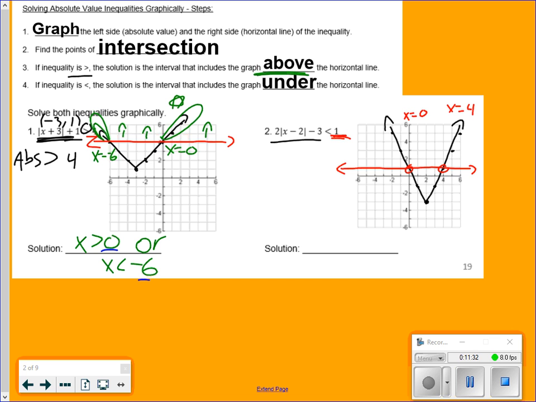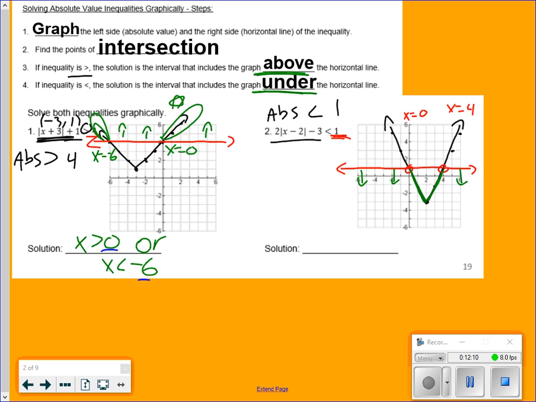So let's go back to the actual inequality and see what it's saying. And it's telling me I want the absolute value to be less than 1. I want the absolute value function to be less than 1. So I want everything on the function that's underneath that red line. I want less than, so everything underneath or everything below. And that's what the note said. It said under, but the same thing, right? Everything underneath or below that horizontal line is going to be our solution. So really, it's going to be this part right here.